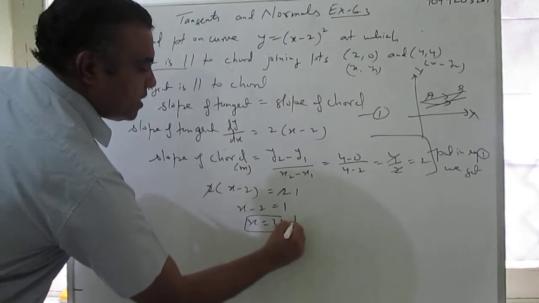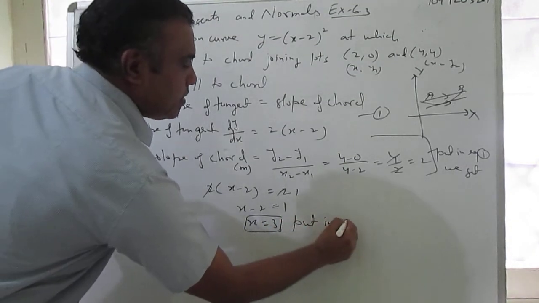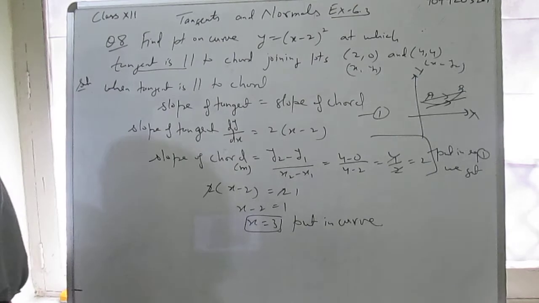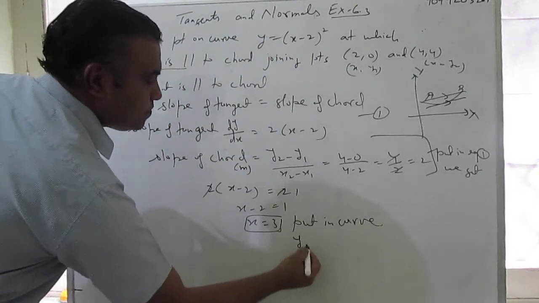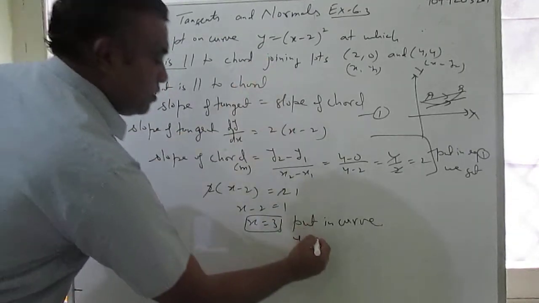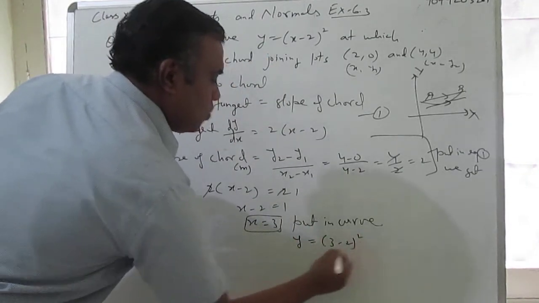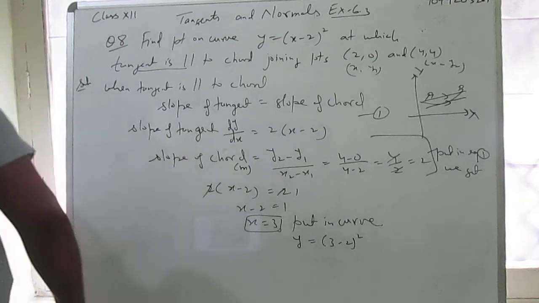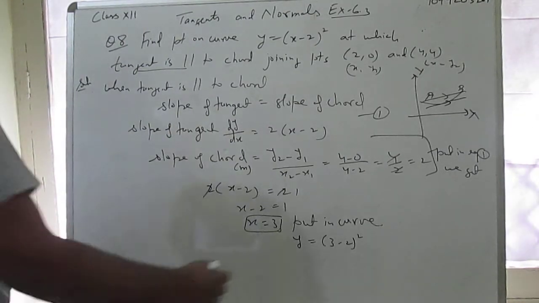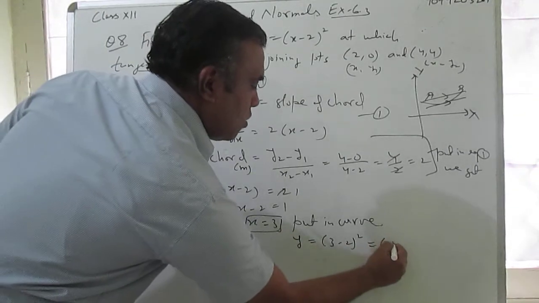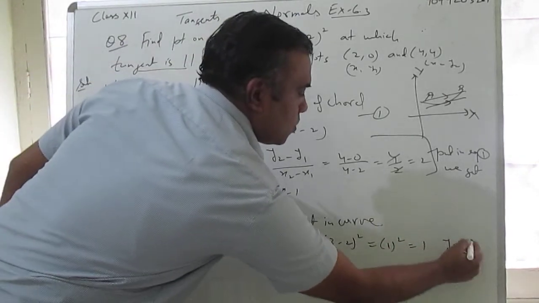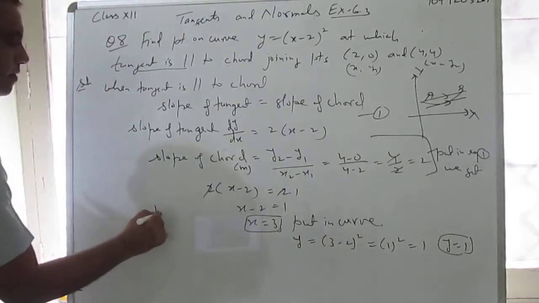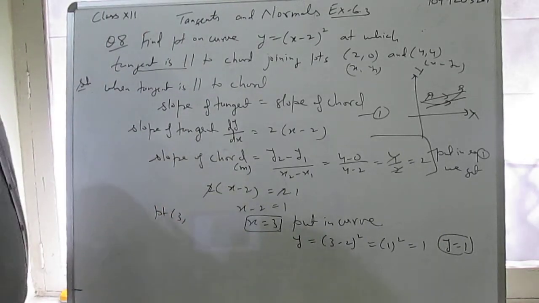So where will we put this? Put the point in the curve, and you will get the y point. Put in the curve: y is equal to (3 minus 2) whole square, which means y is equal to 1 whole square, which is equal to 1. So y is equal to 1. So what is the point? It is (3, 1).